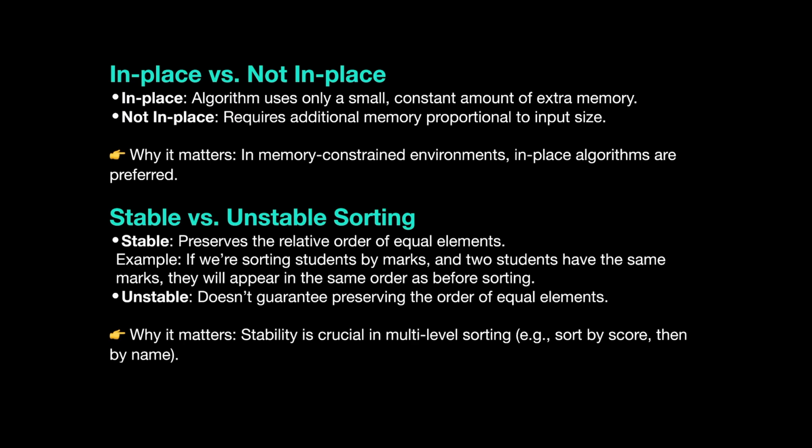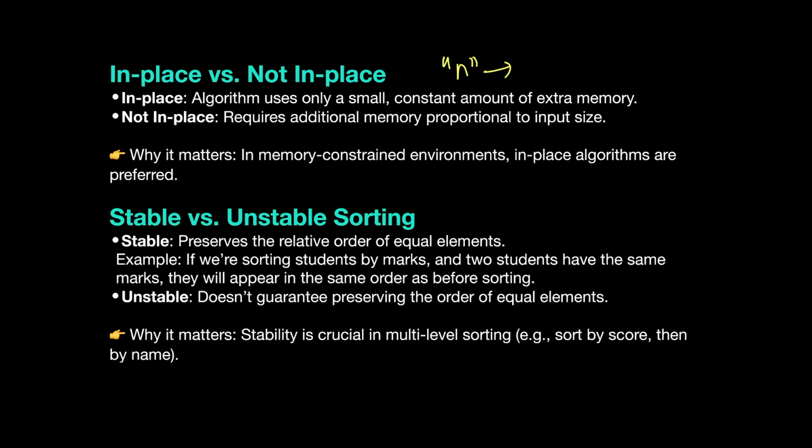On the other hand, if a particular sorting algorithm requires additional memory which is proportional to the input size, that would be referred to as a not in place sorting algorithm. So, for an array of size n, a not in place sorting algorithm might require an additional data structure or an additional array which will occupy memory that is proportional to the size of the input array.